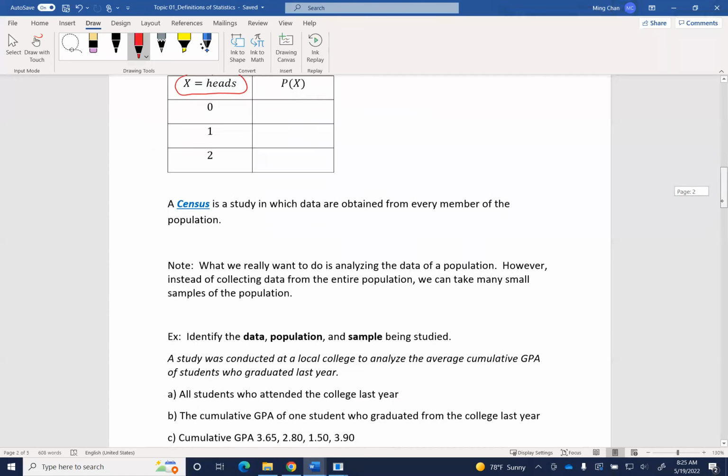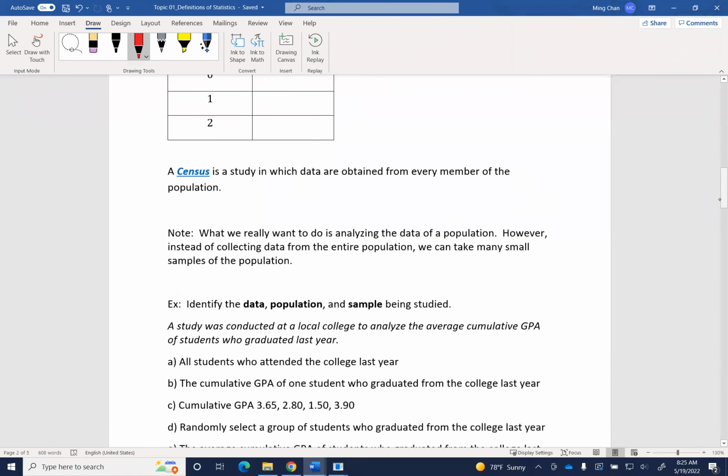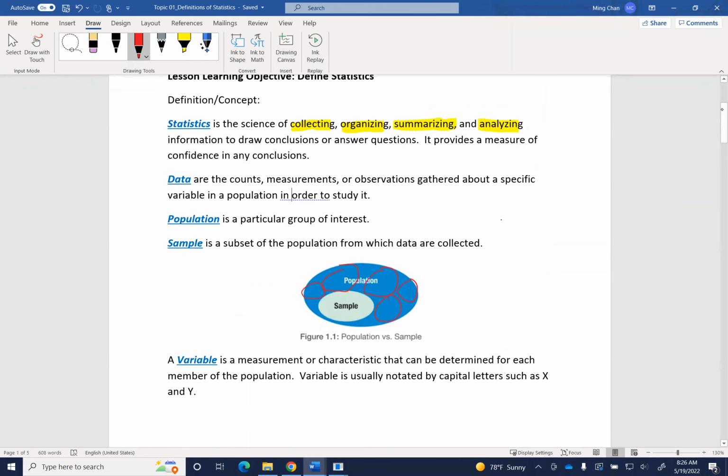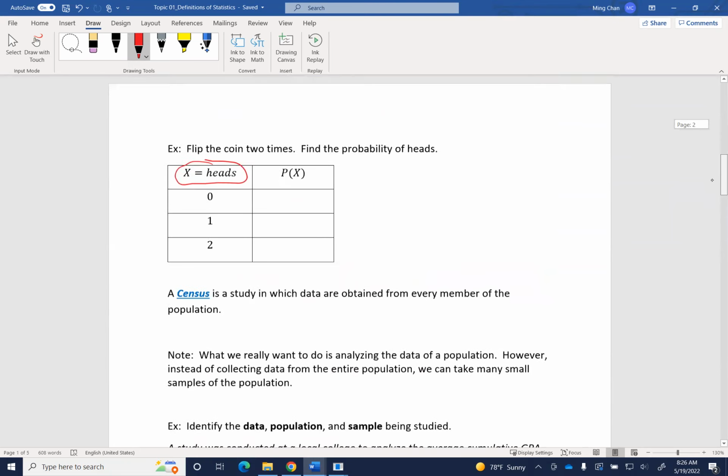Okay, that's not taking a sample. That's actually called a census. Census is trying to get data from everybody. Please make a note of this. What we really want to do is analyze data of a population. We propose a question, and then we collect, organize, summarize, and analyze our data to draw a conclusion.